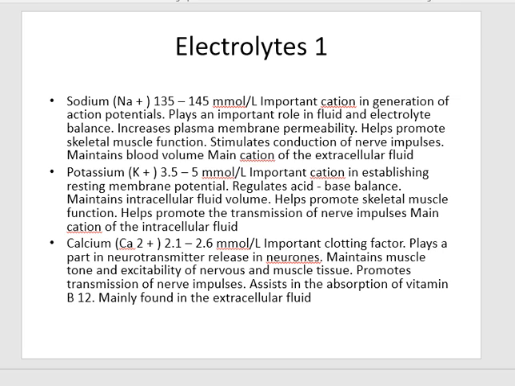Calcium concentration is 2.1 to 2.6 millimole per liter in the blood. It is important for clotting factors, plays a part in neurotransmitter release in neurons, and maintains muscle tone and excitability of nerves and muscle tissue. It promotes transmission of nerve impulse, assists in absorption of vitamin B12, and is mainly found in the extracellular fluid.